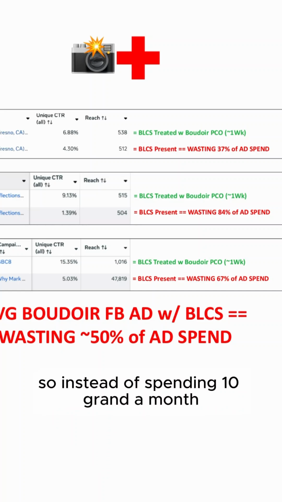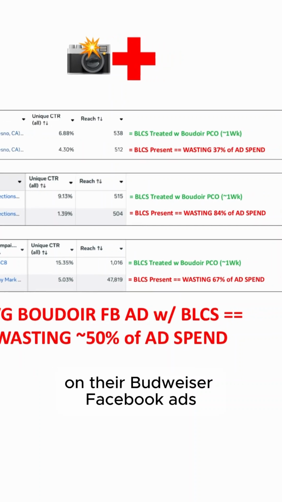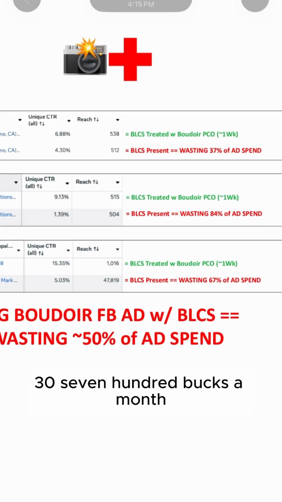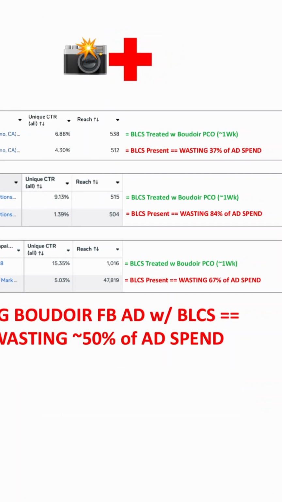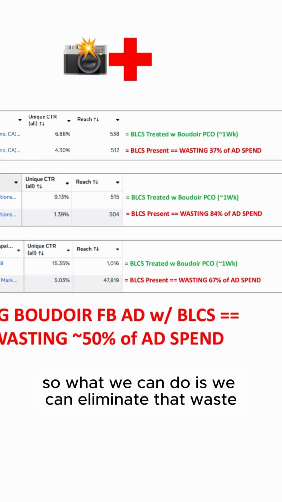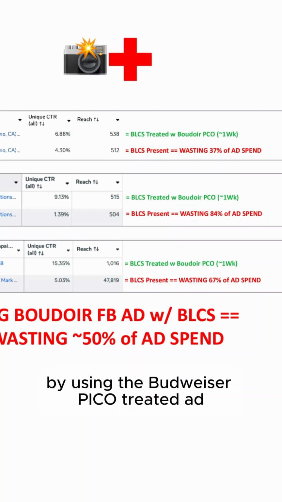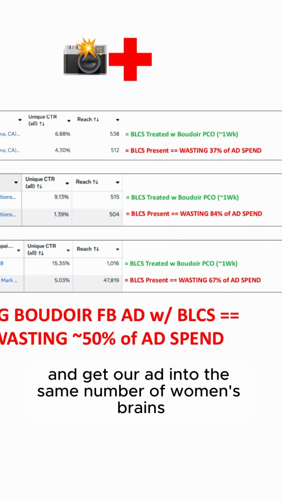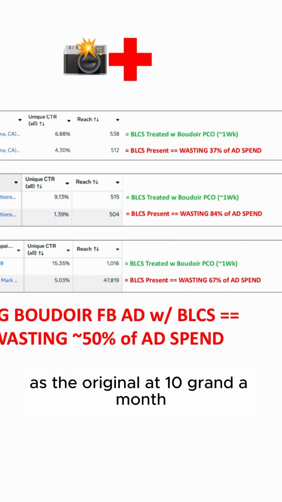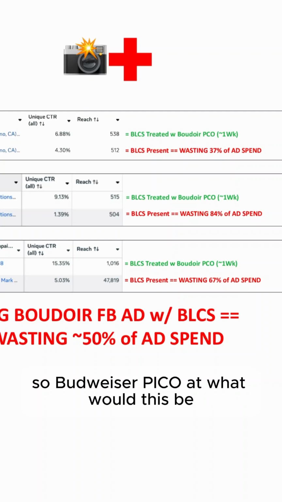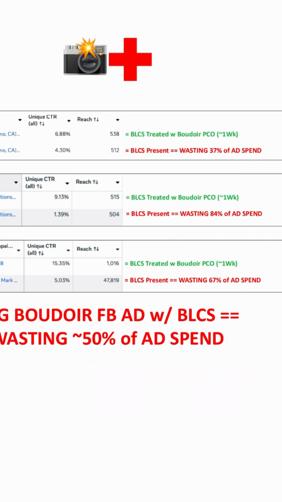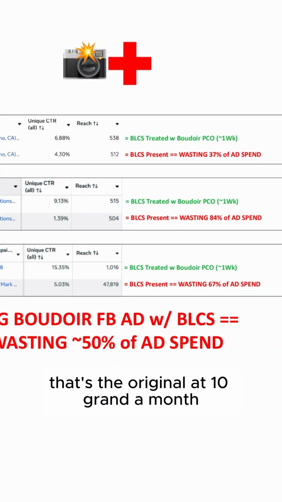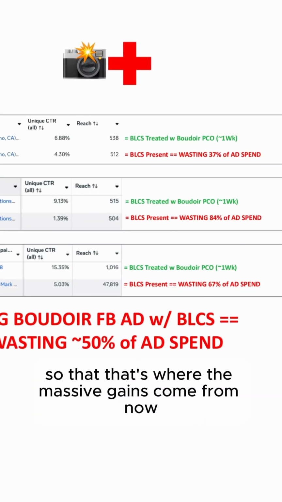So instead of spending 10 grand a month on their Boudoir Facebook ads, $3,700 every single month was being wasted. What we can do is eliminate that waste by using the Boudoir Pico treated ad and spend the difference instead. Boudoir Pico at, what would this be, $6,300 a month, will get into the same number of women's brains as the original at 10 grand a month. So that's where the massive gains come from.